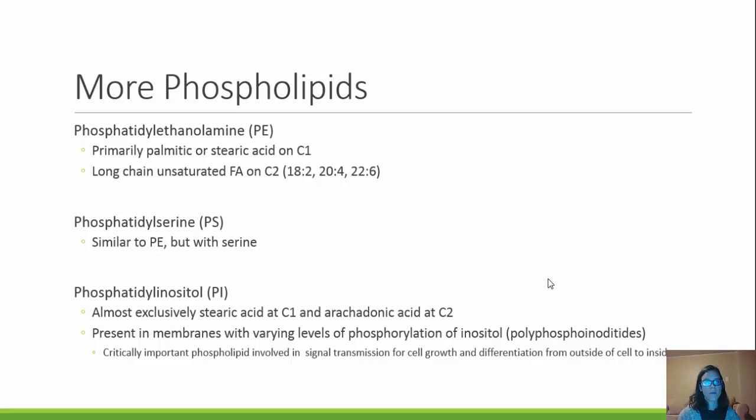Okay, and then we have more phospholipids: phosphatidylethanolamine, phosphatidylserine, and phosphatidylinositol, PI. Phosphatidylinositol is present in membranes at varying levels of phosphorylation of the inositol, and this molecule is very important in signal transmission for cell growth and differentiation intercellularly.